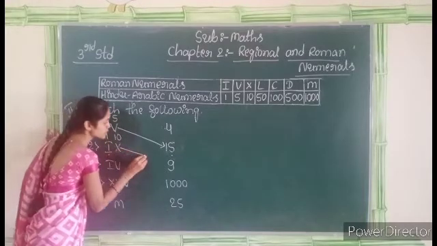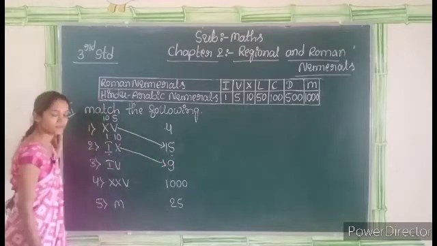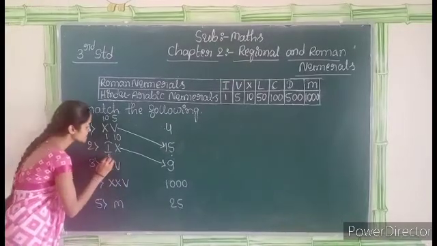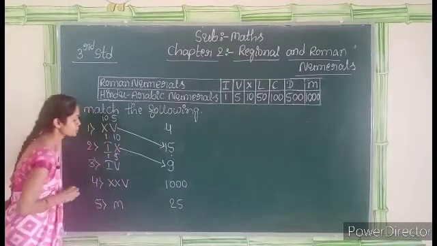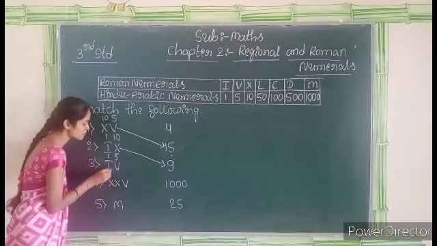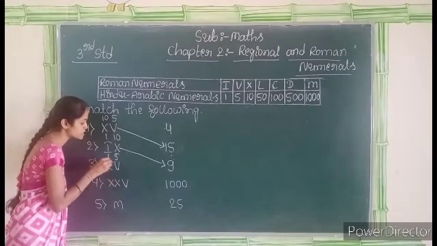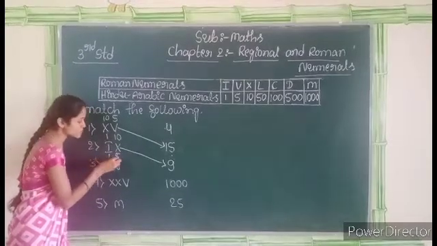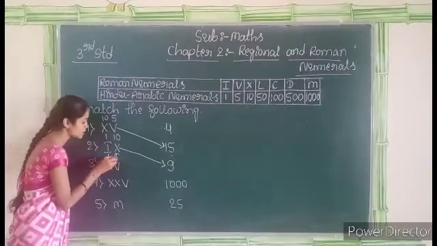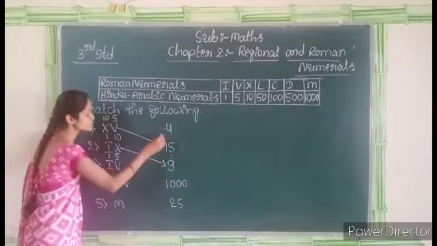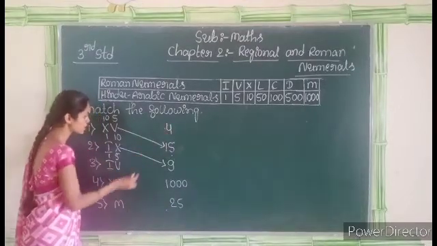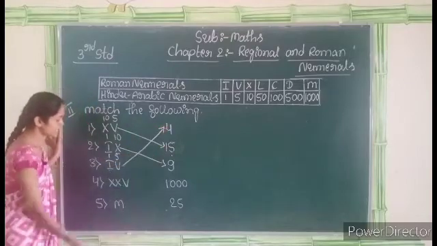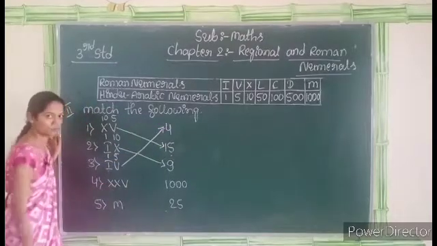Let's match these two. Then IV. I represents 1, V represents 5. Here also the smaller value is written on the left side of the greater value. Now we have to subtract 1 from 5, that is 5 minus 1, 4. In this column here we have the 4. Let's match these two.